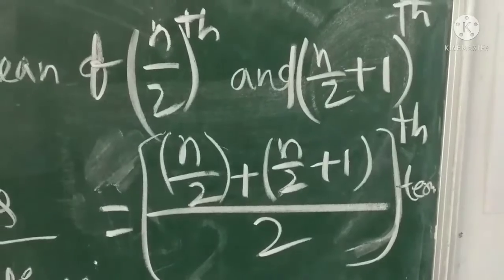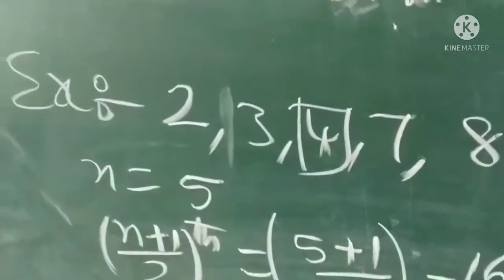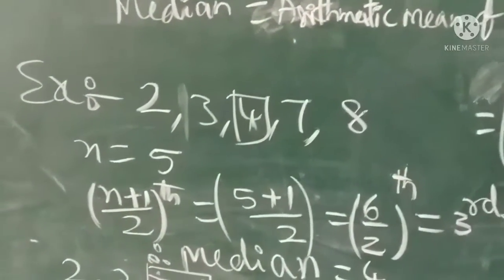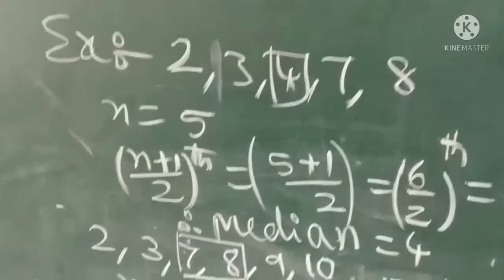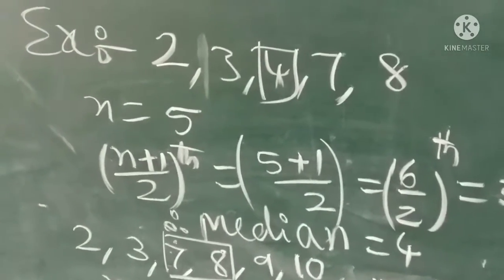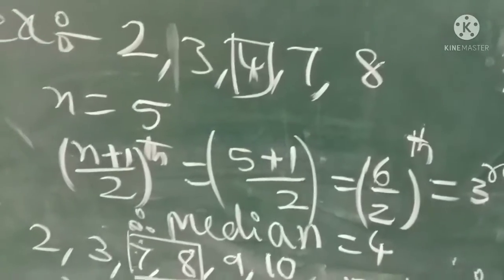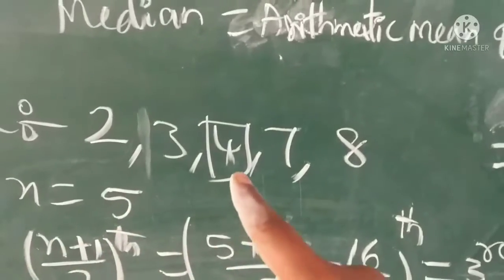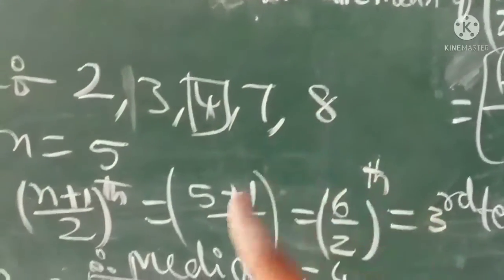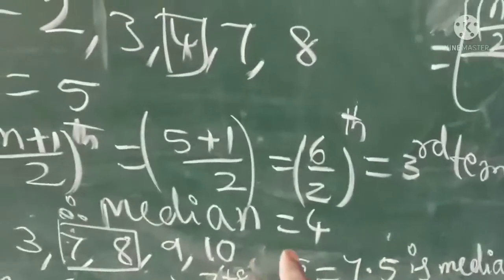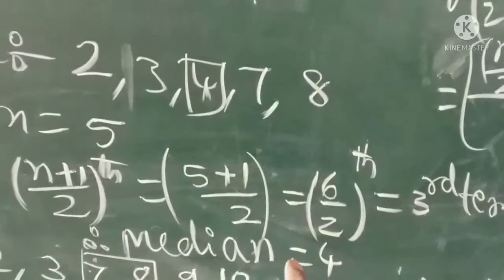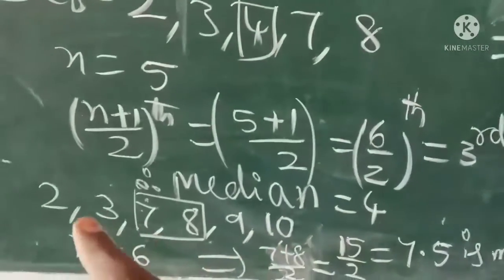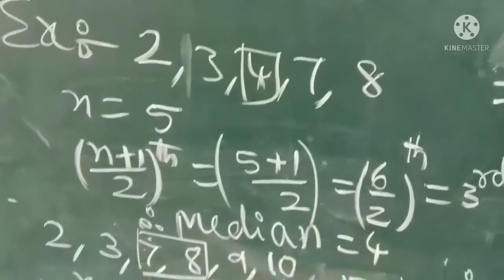Next, third one, mode. Before that, let me explain with the help of examples. For median, 2, 3, 4, 7, 8. Here the number of observations is 5. N plus 1 by 2 means 5 plus 1 is 6, 6 by 2 is the third term. Among these observations, which is the third term? 4, as they are in ascending order. Therefore the median is 4. If the number of observations is odd, this will be the way.